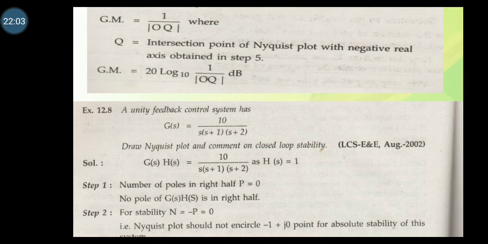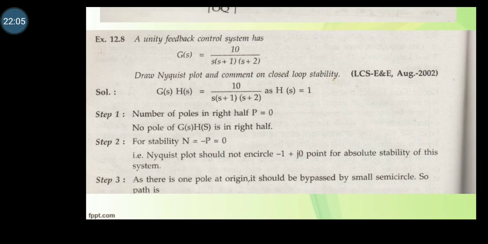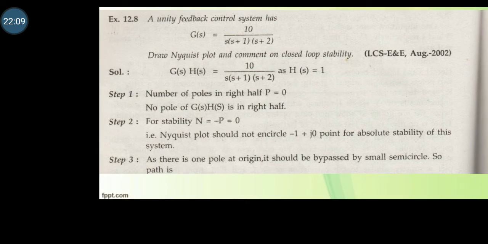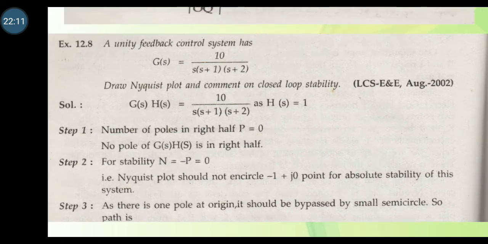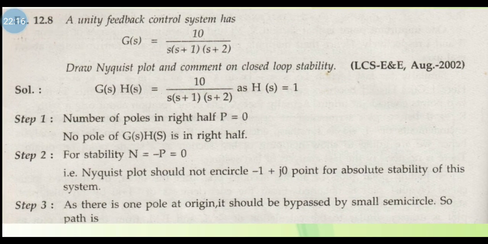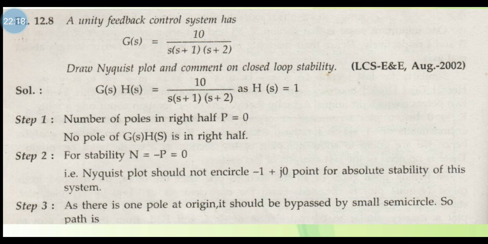Okay, we'll take a unity feedback system. We'll solve a problem. A unity feedback control system has G(s)H(s) equal to 10 divided by s times (s plus 1) times (s plus 2). Draw the Nyquist plot and comment on closed loop stability. Okay, so this is the problem. G(s) is given as 10 divided by s times (s plus 1) times (s plus 2). Unity feedback control means H(s) is 1.